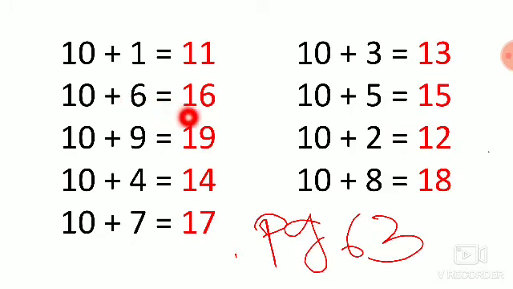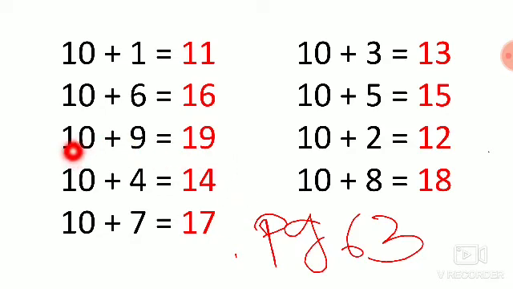10 plus 6. 10 in the mind, 6 in the finger. After 10, 11, 12, 13, 14, 15, 16. This is the direct addition method. You can go by this method also.